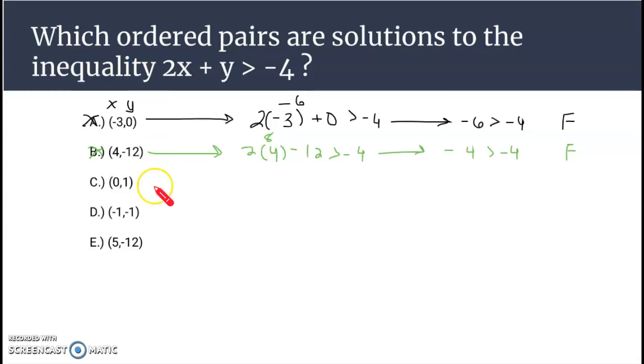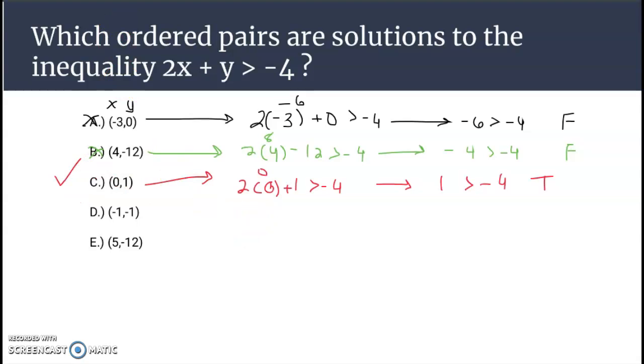Now we'll go try C. Putting a 0 in for x and a 1 in for y. Now we're asking, 2 times 0 is 0. 0 plus 1 is 1. Now our inequality is 1 greater than -4, and we say yes, that's a true statement. C does work.